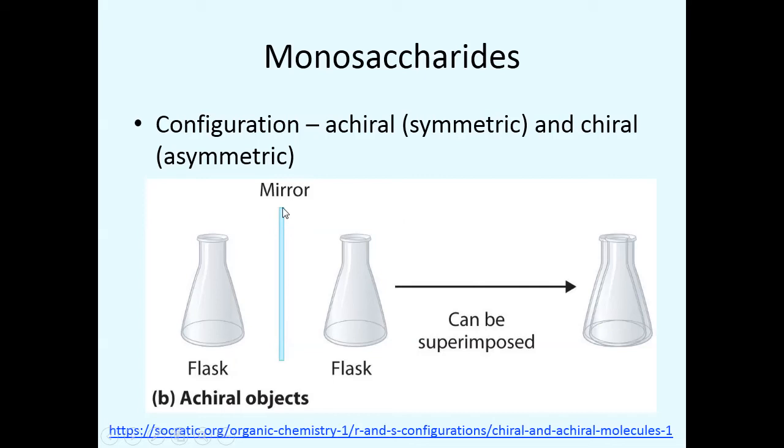If we have a conical flask, and we look at it by using an imaginary mirror as shown in the figure, the mirror image will be exactly the same as the original flask. Hence the flask and its mirror image are both superimposable. Such substances having symmetry and a superimposable mirror image are called achiral.